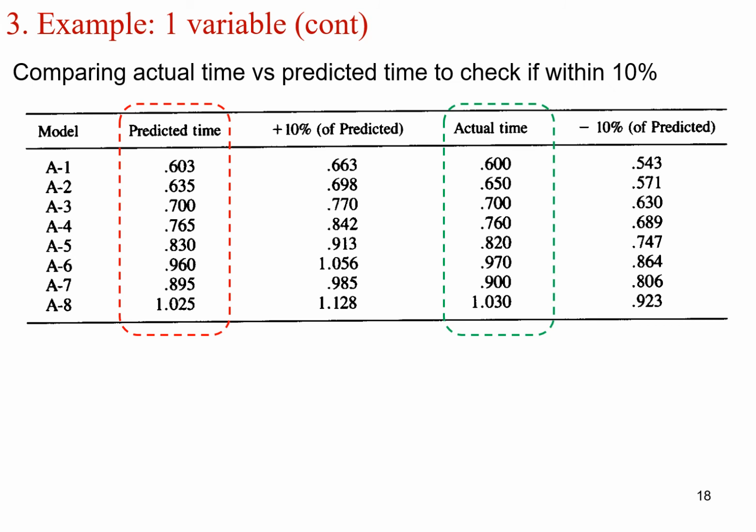Then we check whether our available actual times are within some percentage of predicted times. In this example, we consider an estimate within plus or minus 10% good enough. So we check whether all actual times are within plus or minus 10% of predicted times. All 8 data points fit within plus or minus 10%.